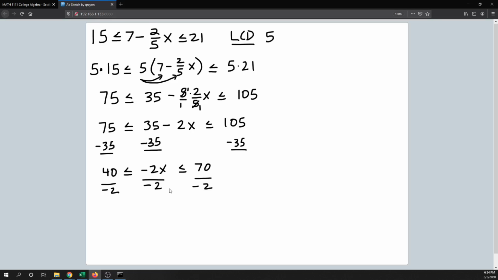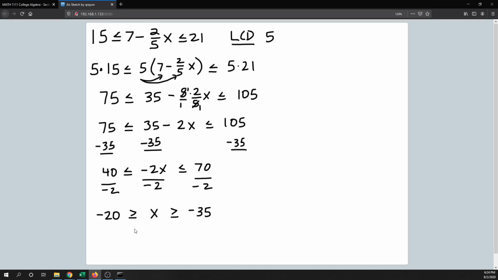That's very important. So over here on the left side, I have 40 divided by -2. That's going to be -20. Then the inequality sign is going to reverse itself. Okay. And then -2 divided by -2 is a +1. So I have +1x, which I just write as x. Again, this inequality sign has to flip as well. So 70 divided by -2 is -35. Okay. All right, so we have solved the inequality.